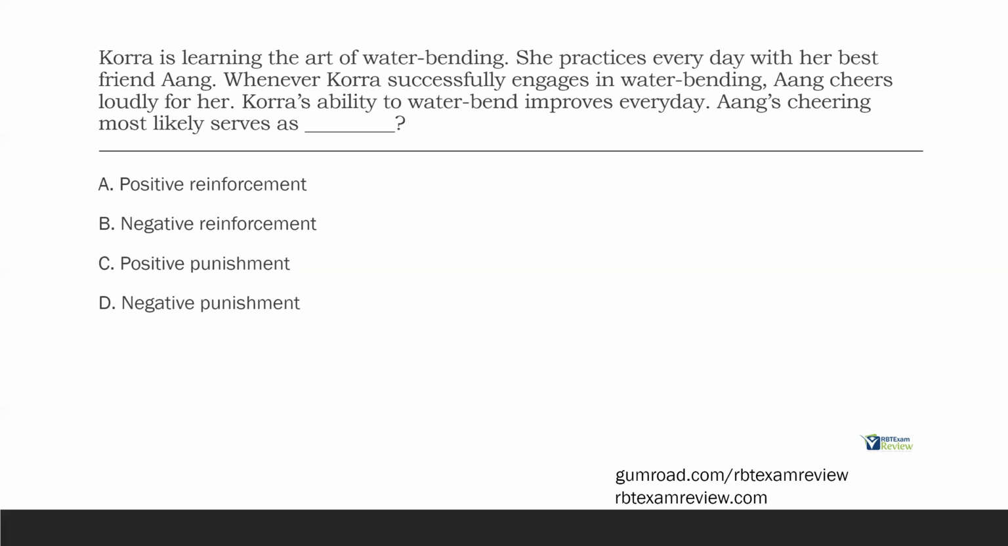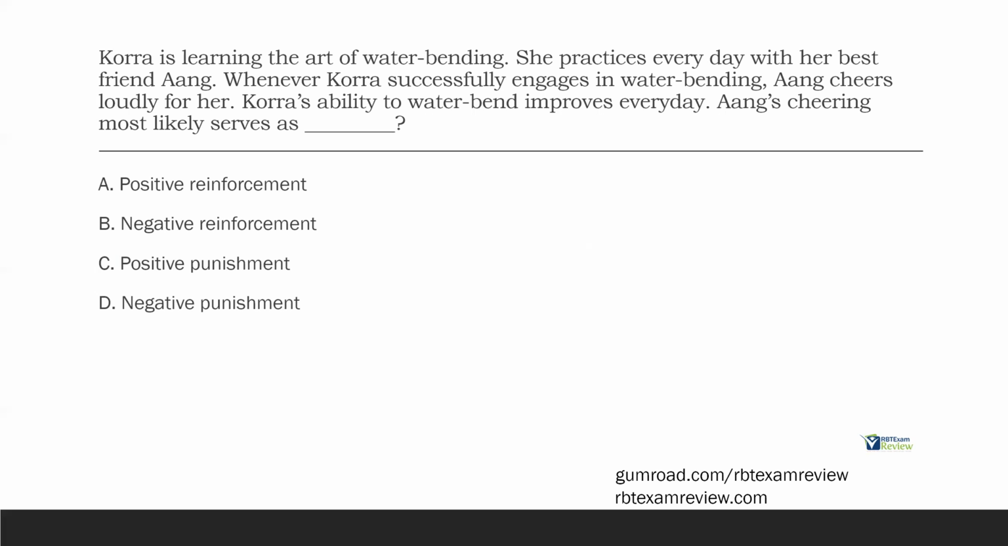Okay, so a little Avatar question here. Cora is learning water bending, okay? Irrelevant if you don't know what water bending is, we just know Cora is learning something. And she's practicing with her best friend. Whenever Cora successfully engages in water bending, her best friend cheers for her. Now, Cora's ability to water bend is improving. Okay, so what does that tell you?